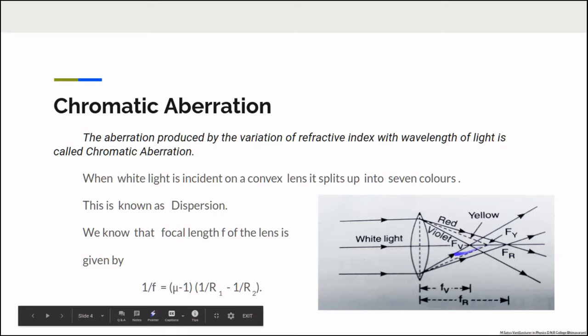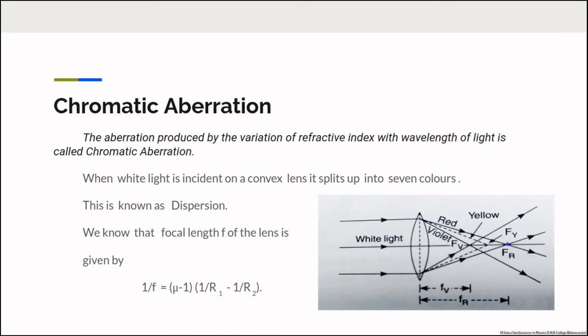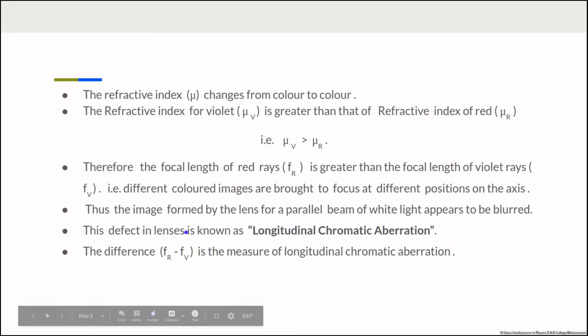If you observe the figure, you can see that the violet image is formed at this point and the red image is formed at f_r. The remaining colors of the VIBGYOR are formed in between violet and red. That is, different colored images are brought to focus at different positions on the axis. Thus, the image formed by the lens for a parallel beam of white light appears blurred, due to overlapping of a number of colored images.